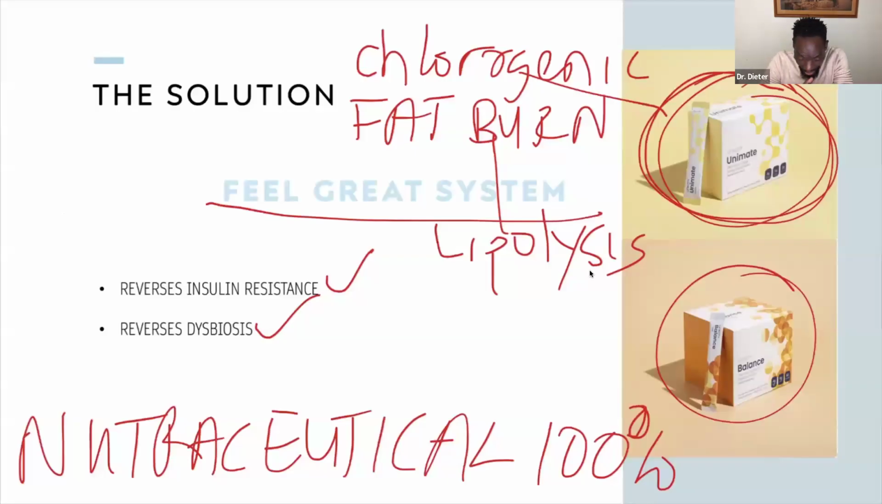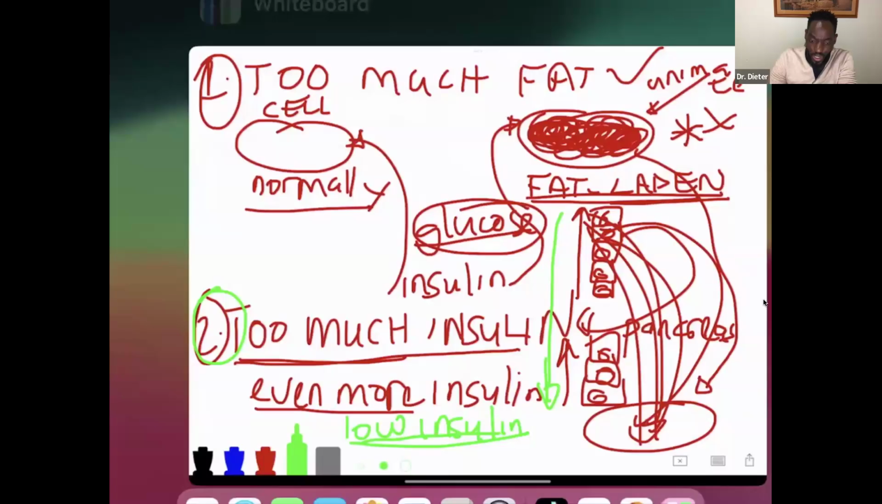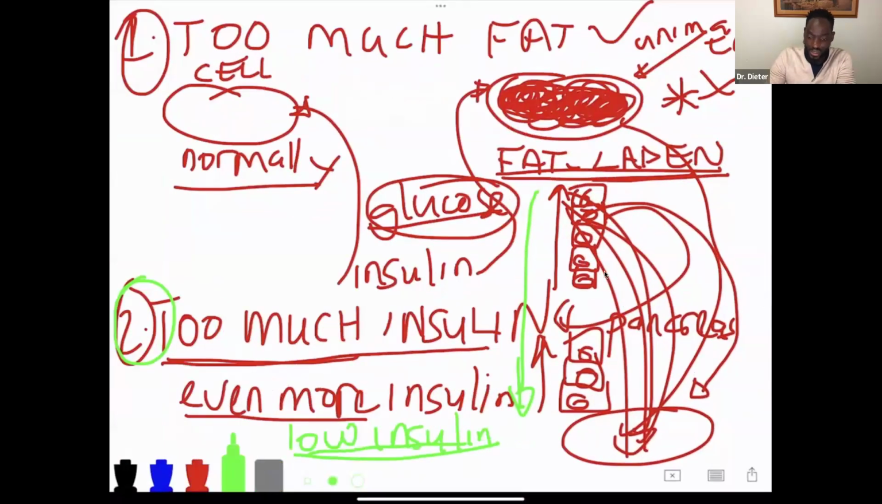The other product in the fuel grade system is Balance. Balance is simply fiber. And fiber is amazing because fiber does two things. It reverses insulin resistance by exactly the same slide. But the other thing that fiber does is it helps to bring down your glycemic index. It decreases the spike in your glucose. It causes a decrease in carbohydrate absorption so your glucose doesn't go up.